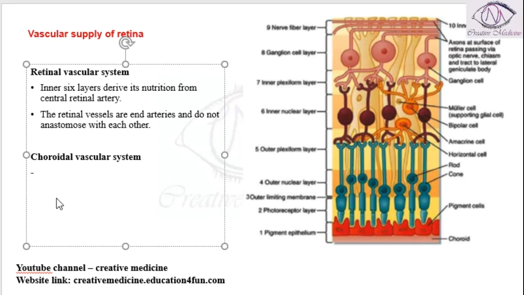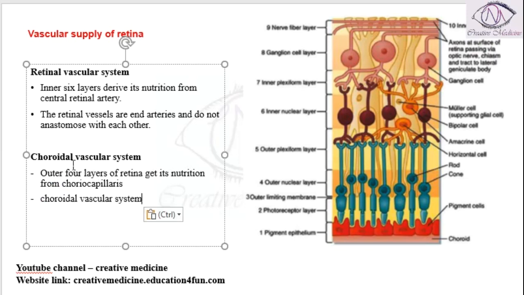The outer four layers will get nutrition from the choriocapillaries of the choroidal vascular system. From the choroidal vascular system, the outer four layers will receive nutrition from the short posterior ciliary artery. So what are the outer four layers? Pigment epithelium, photoreceptor layer, outer limiting membrane, and outer nuclear layer.